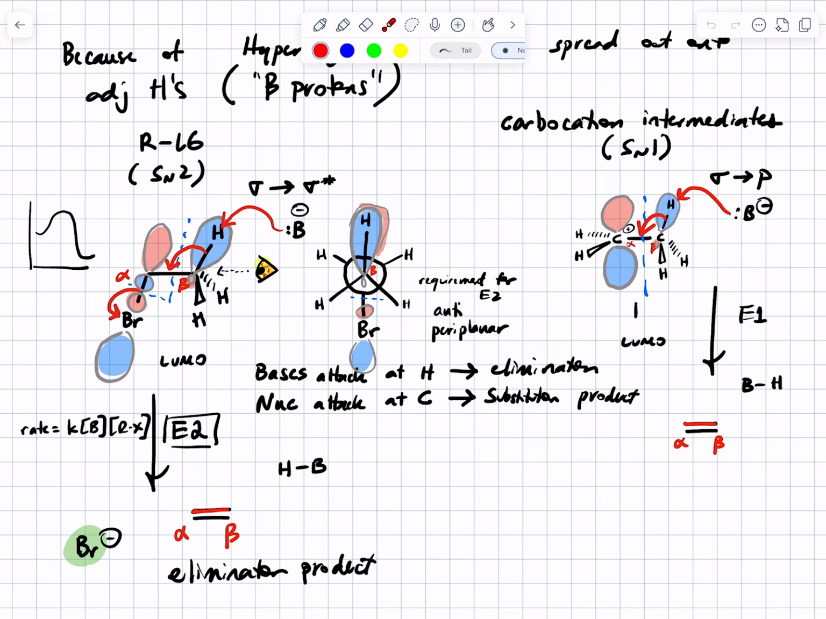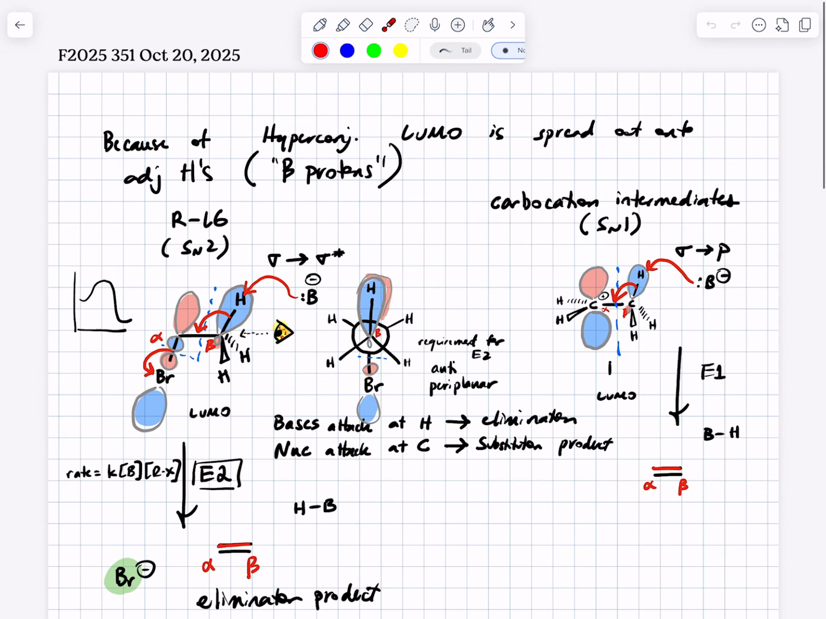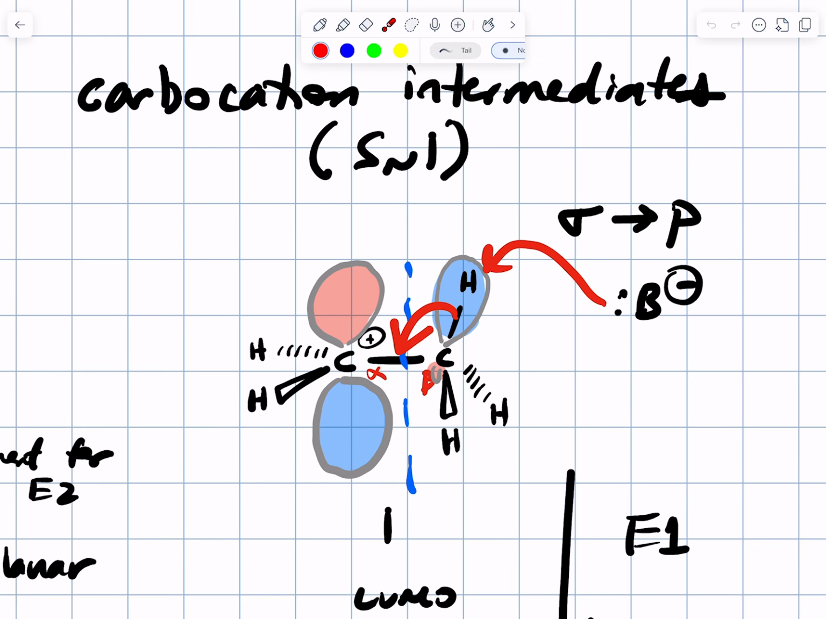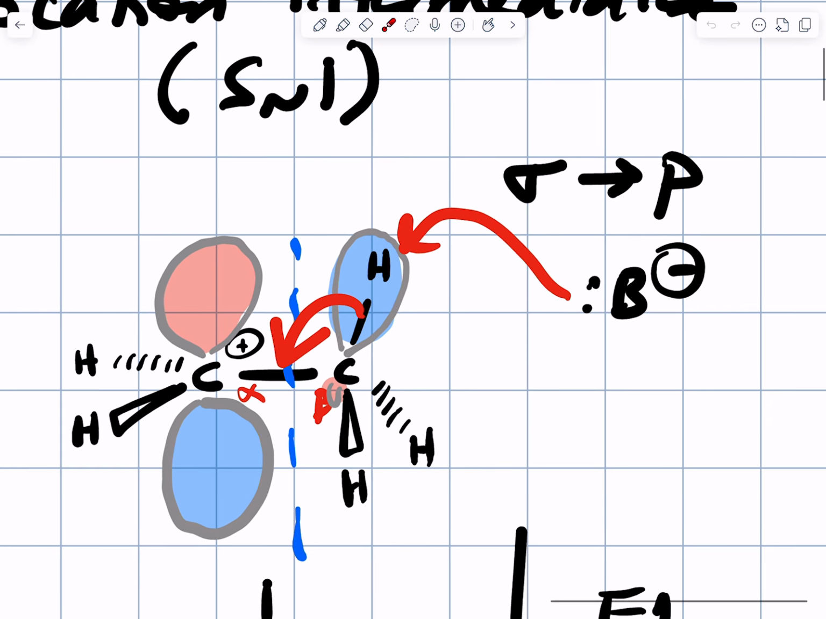Okay, just remember the leaving group has to be anti to the beta proton in order for the reaction to happen. Now, if we come over to the other side, we've seen that a carbocationic intermediate, which is what you get after the leaving group leaves, also has hyperconjugation in it. You have the empty p orbital that's adjacent to a carbon-hydrogen bond. This is a diagram of the LUMO, the empty orbital that's spread out a little bit onto the beta protons.